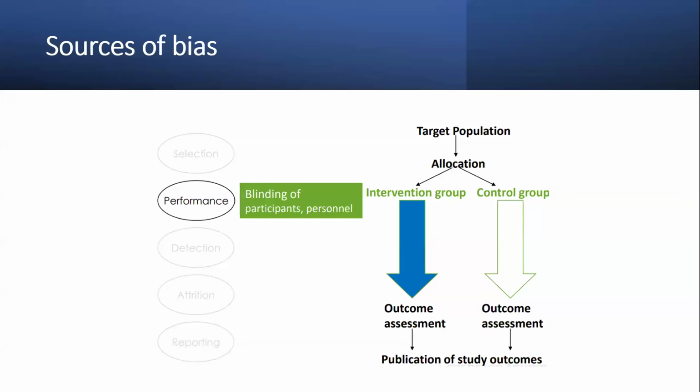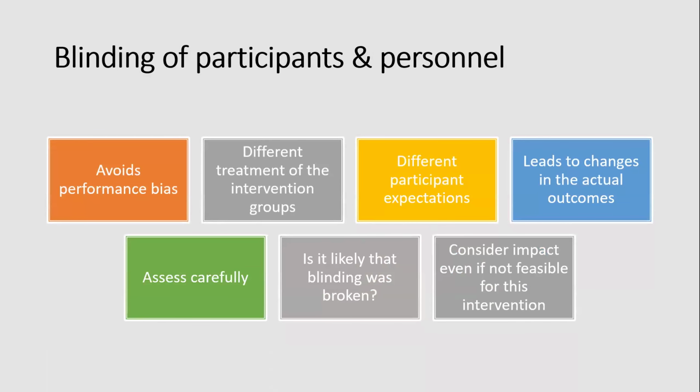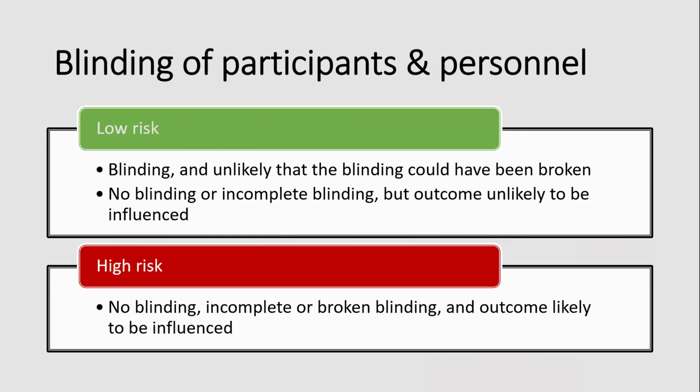So next is performance bias, that is blinding of participants and the personnel. Here you will mainly try to avoid performance bias: different treatment of the intervention groups and different participant expectations that will lead to changes in the actual outcomes. You assess carefully whether it is likely that blinding was broken, or consider the impact even if blinding is not feasible for this intervention. We say low risk when it is unlikely that the blinding could have been broken, or there is no blinding or incomplete blinding, but the outcome is unlikely to be influenced.